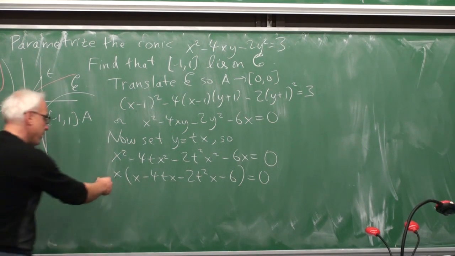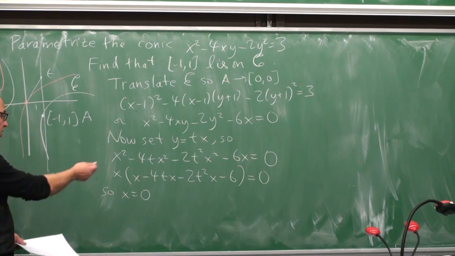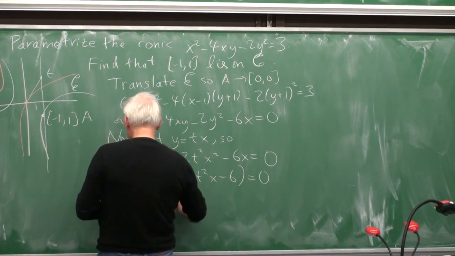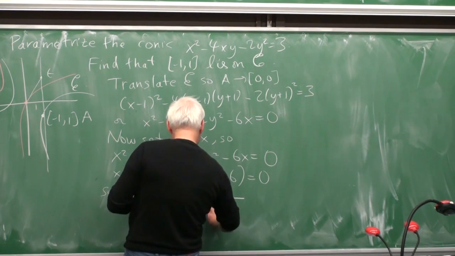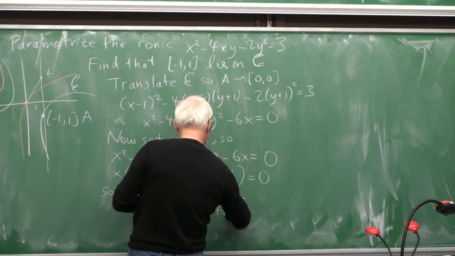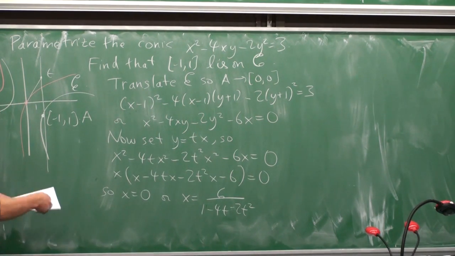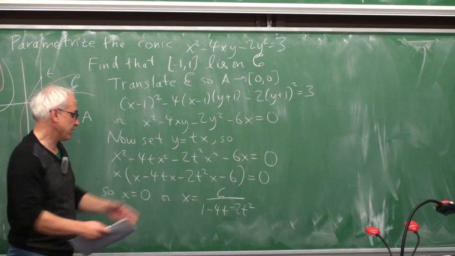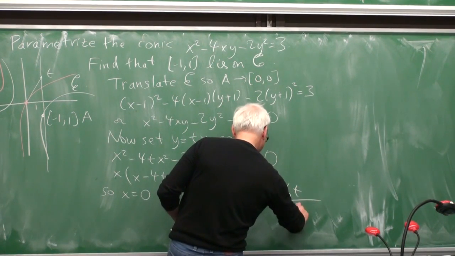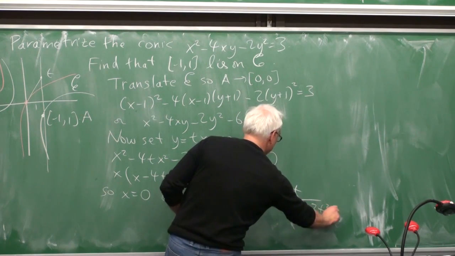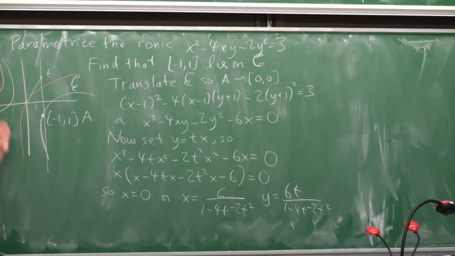All right, so now we've got the condition x equals 0. Or we can solve for x here, x equals 6 over 1 minus 4t minus 2t squared, in which case y is then given by t times x, so that's relatively simple. So y equals 6t over 1 minus 4t minus 2t squared. That then is a parameterization of this translated red conic.